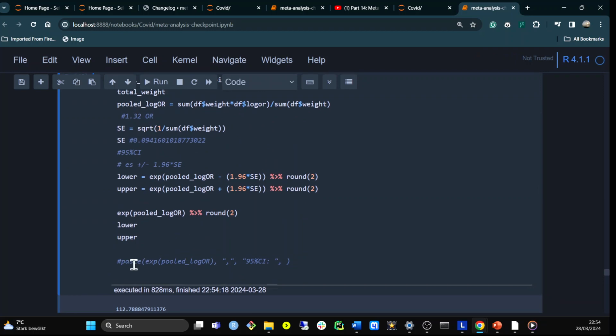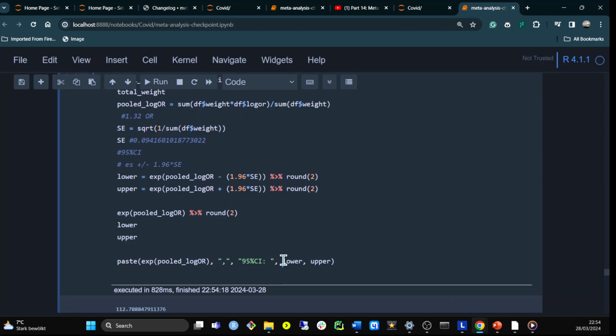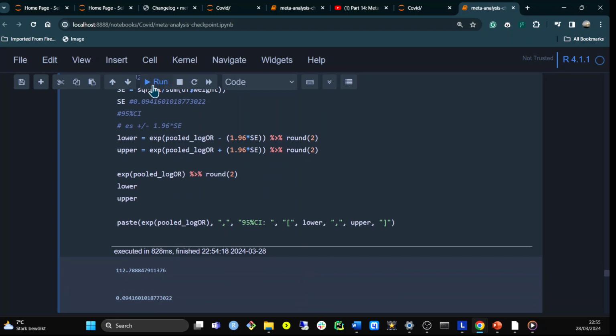The other thing I want to do is put everything in here. First we take the pooled log odds ratio and exponentiate it, and then the next one is I want to get the lower, then the upper. Probably I would put it in a square bracket. So let me create a square bracket, then a comma in between, and at the end I close the square bracket. Now if I run that, I get the pooled odds ratio 95% confidence interval.